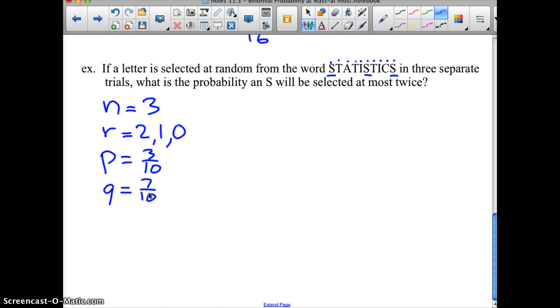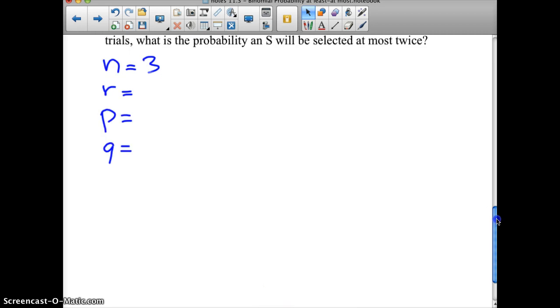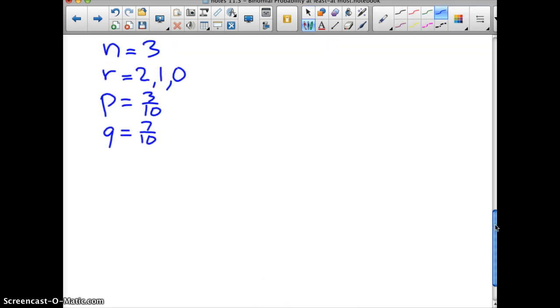All right, so here we go. I'm going to do this down here so I have a little more room, because I'm not going to be able to fit it all up there. All right, I need, first, 3C2.